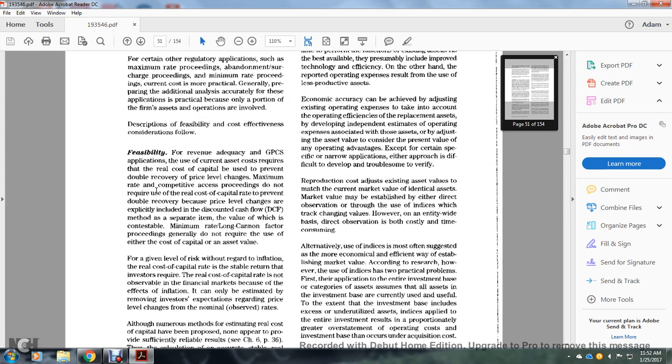Feasibility. For the revenue adequacy of the general purpose of the cost system, the application of the current assets requires the real cost of the capital to be used to prevent the double recovery for the price level change. Maximum rates competitive with the access proceeding do not require the real cost capital rate to prevent the double recovery, because the price level changes are explicitly included with the discounted cash flow, or DCF, method as a separate item of the value.